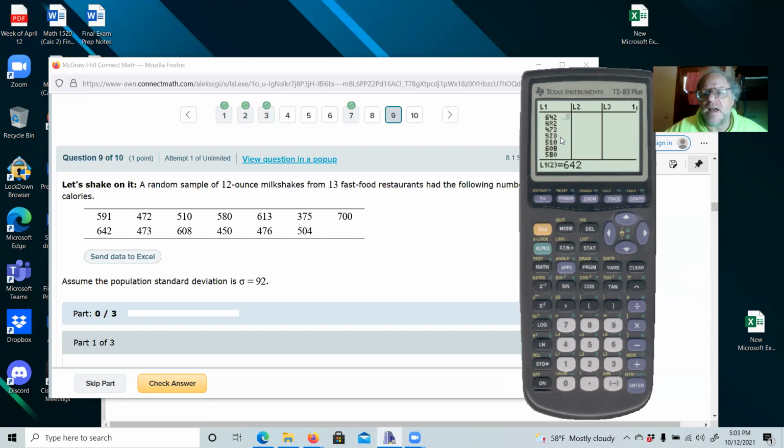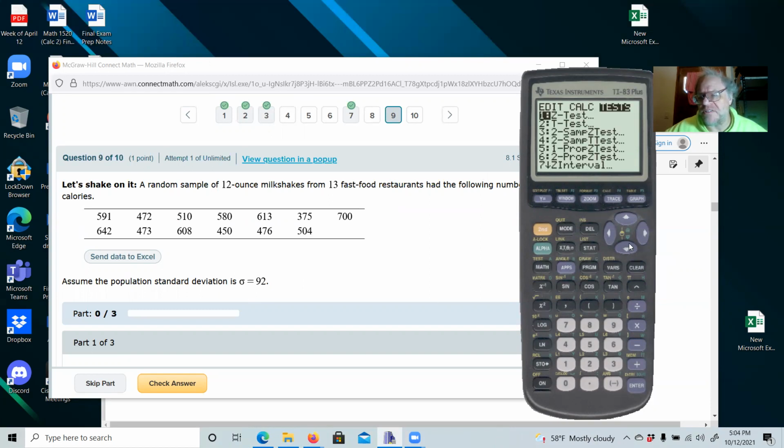Okay, going up at the top. There we go. 591, 642, 510, 608, 580, 450, 613, 470. Oh, I wanted 476 there, didn't I? Okay, let's fix that. 375, 504, and 700. All right. I'm not going to guarantee we got this answer right. Population standard deviation, 92.